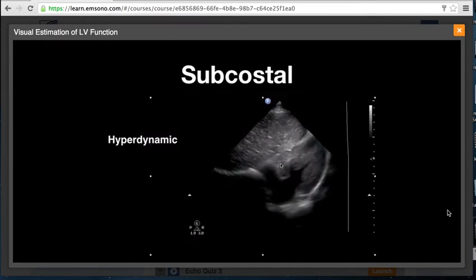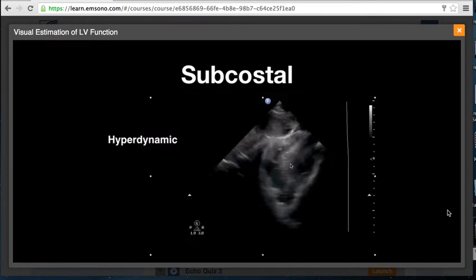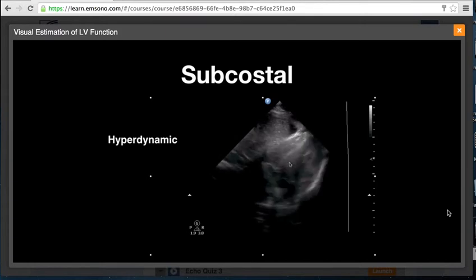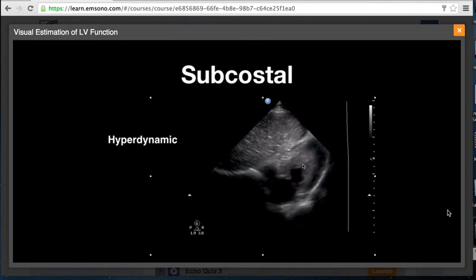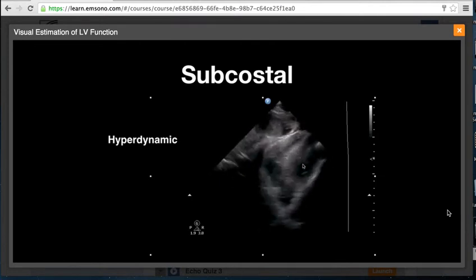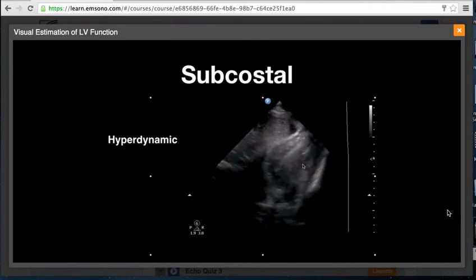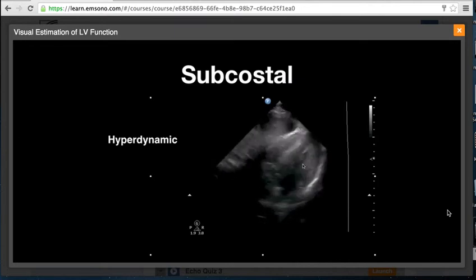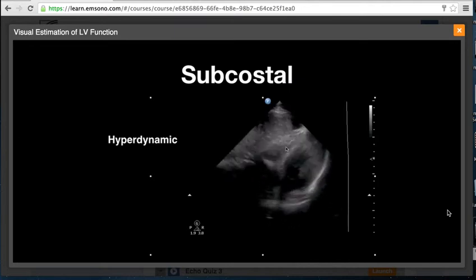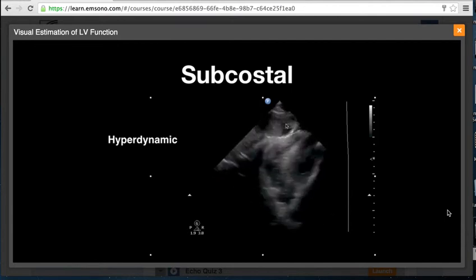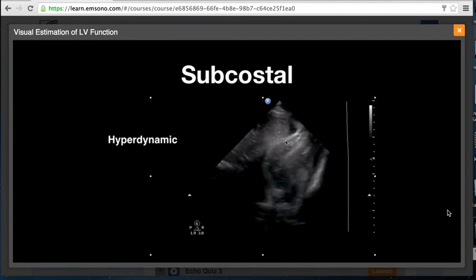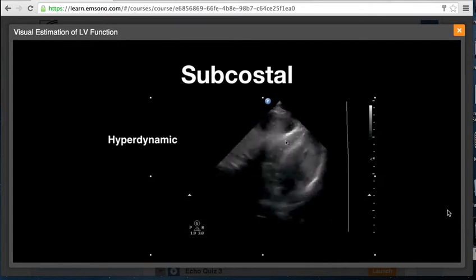We have a subcostal window of a young, otherwise healthy male who had sustained multiple gunshot wounds and had massive hemoperitoneum. This study was performed to look for the presence of hemopericardium since the patient had several gunshot wounds to the chest. There was no hemopericardium noted. There is some fluid in the peritoneal cavity noted, but no pericardial effusion or tamponade.